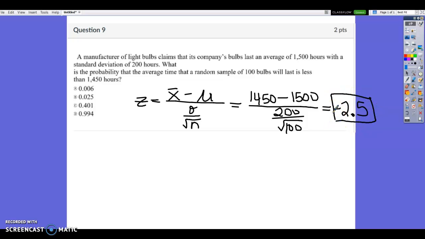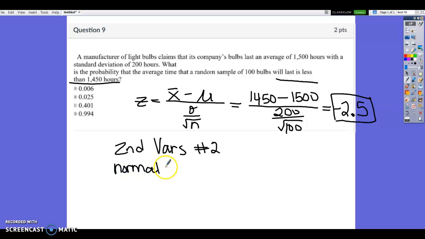All right. So we're going to use that with the function in the calculator to determine what will be less than 1,450 hours. So if you go to second vars, and I believe it's number 2, you should see a function that says normal CDF. So this is going to be your normal cumulative distribution function. And the reason we want cumulative is because we want it to last everything that is less than 1,450 hours.